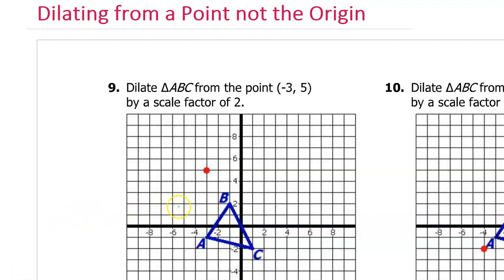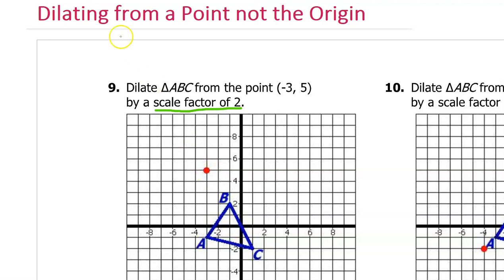In this video, I will show you how to dilate an image from a point that is not the origin. When we dilate from the origin, we simply multiply all of the coordinates by the scale factor, which in this case is 2. But we can't simply multiply by the scale factor if the center of dilation is not the origin. In this case, we are going to dilate from the point -3, 5, which is this red dot right here.